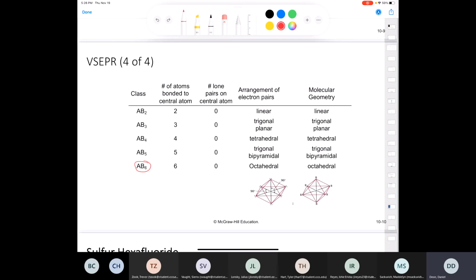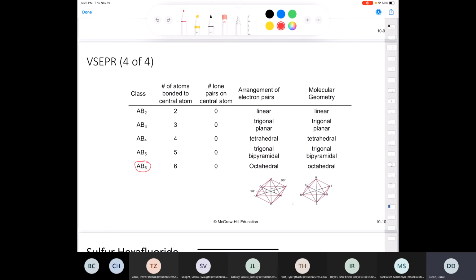So I'm going to make my octahedron. I'm making it from my linear molecule. So just give me a second here. So I need six bonds. Six atoms. They're spilling all over my desk.